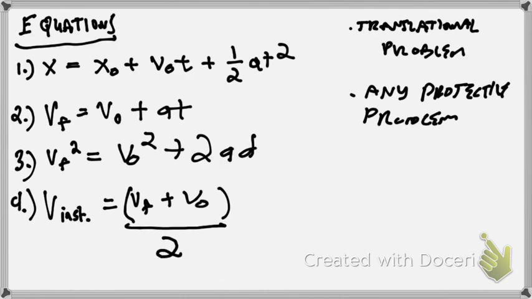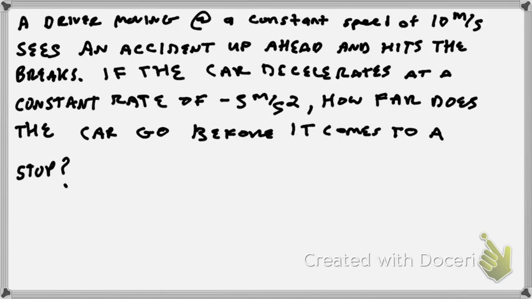All right, and before I move on to a problem, I actually just want to show you a quick way that I double check these equations. So let's go ahead and rewrite those equations, okay? I'm going to show you how I make sure that I know all the equations. So one, we have x is equal to x naught plus v naught t plus 1/2 at squared, right?